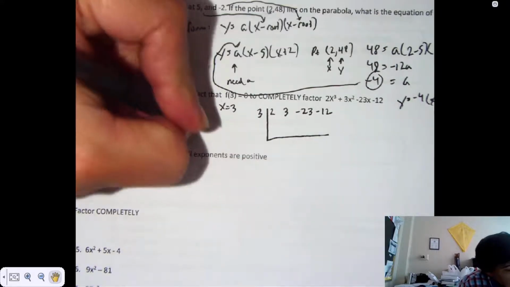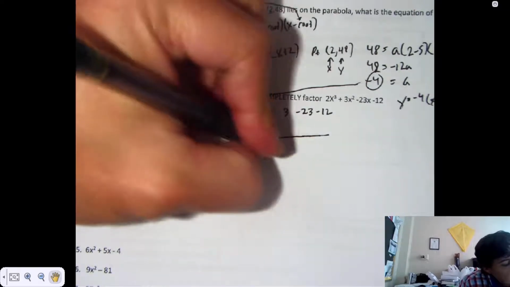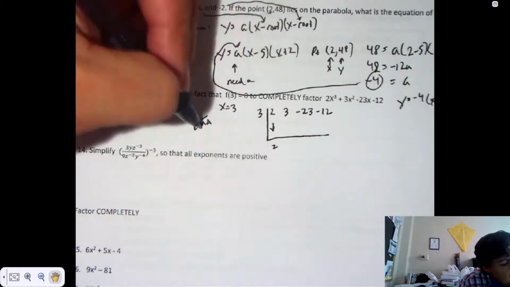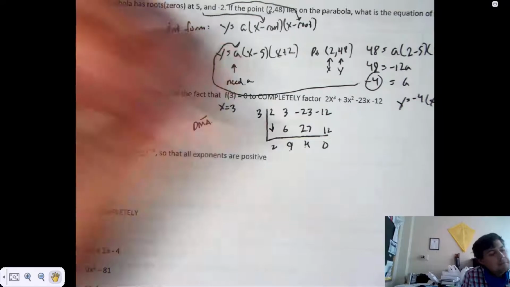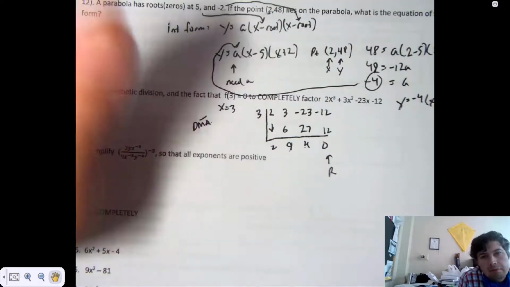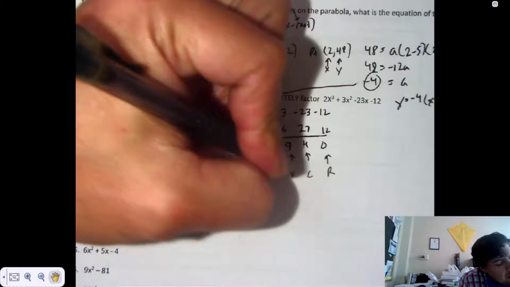And the acronym we're using is DMA bar. So we're going to drop that 2. Now we're at multiply. 3 times 2 is 6, and now we're at add. That makes 9. Then we multiply and get 27. We add and we get a 4. We multiply and we get 12, and we add and we get a 0. Remember, this is your remainder. We got the 0 because that's a factor. This is your constant. That is your x, and that is your x squared.